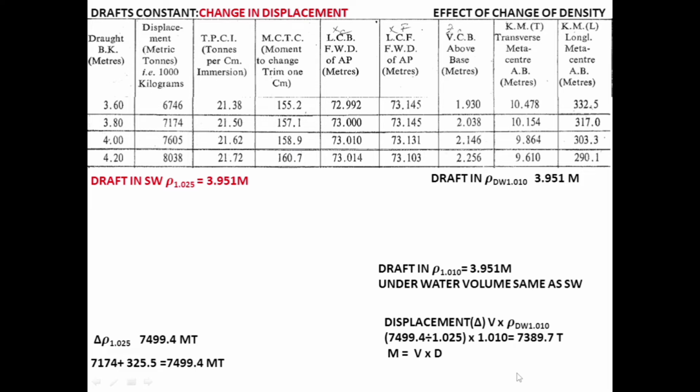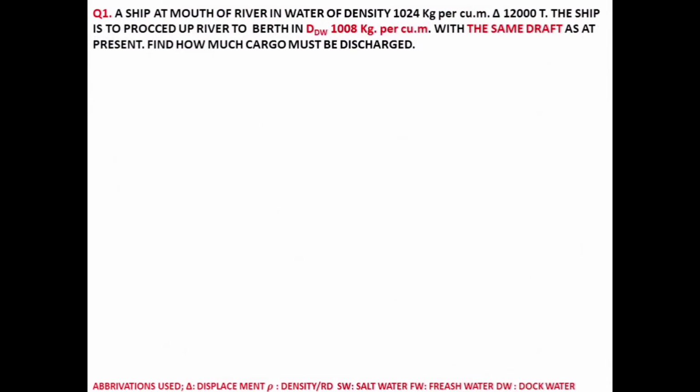So let us make use of the relationship we just found out, do some questions there and see how it works out. Now this is one of the questions. It talks about a ship in the relative density of 1.025. That's the displacement, and it is to proceed up a river with a relative density of 1.018, having the same draft.